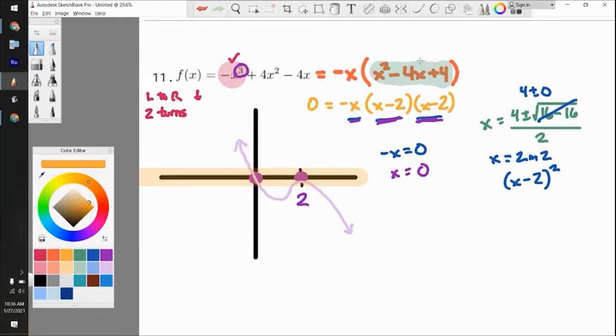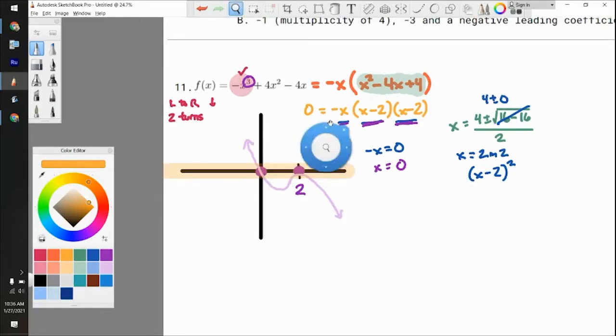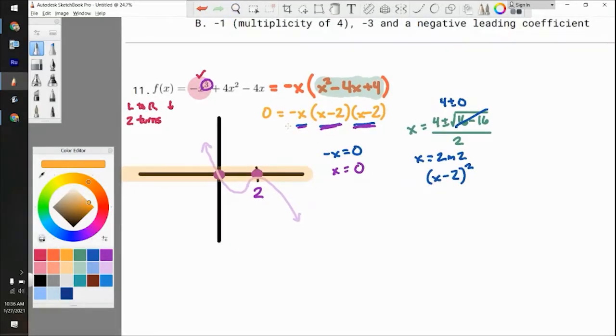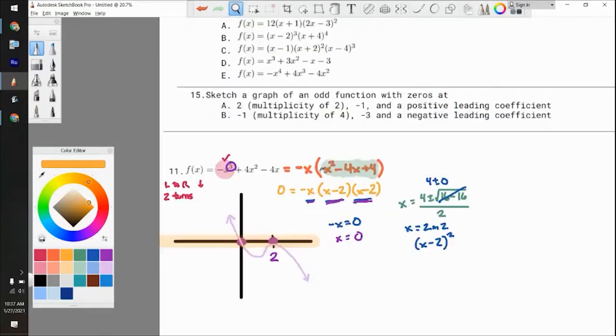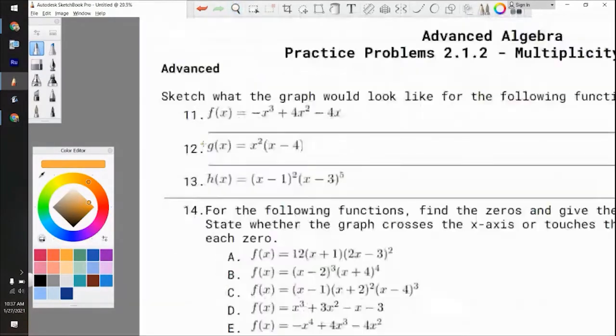Okay, any other questions on this? I went over multiplicity. I went over the bounce. I went over the fact that it's got a negative leading coefficient, so as you go from left to right, it should be going down. It's got 2 turns, which remember, the number of turns plus 1 tells you the degree, the lowest degree possible. All right, let's go to the next one.